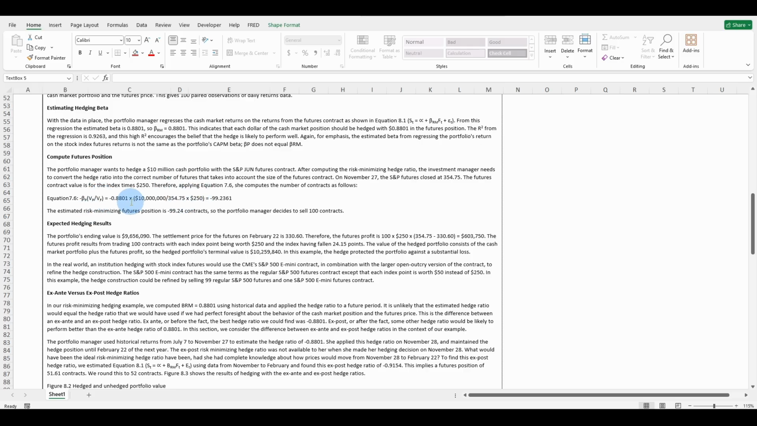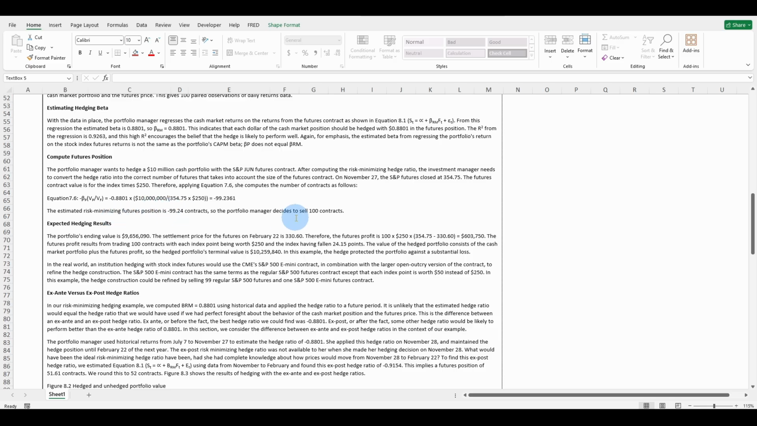Keep in mind here, I don't like this. If you try to use this in Excel, it's going to spit out the wrong number. It's going to divide this by 354 and then times 250. To streamline this, just put parentheses around this. Yeah, I know, there's an order. Multiplication is supposed to be first. In some instances, the division overrides the multiplication. What happens? 10 million is divided by 354, and then that's multiplied by 250. So 354 times 250, 10 million divided by this, the estimated risk minimizing futures position is negative 99.